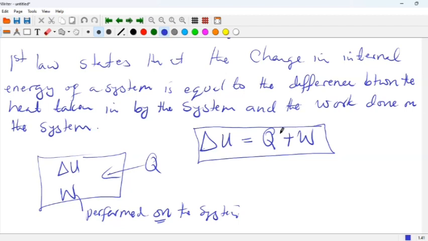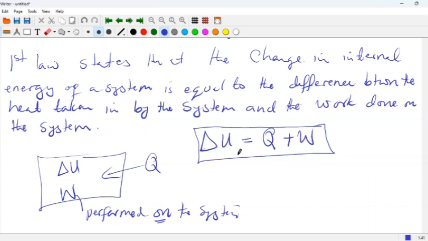This is the first law of thermodynamics. Now, I underlined the word on here. Whenever we put W, we are talking about the work performed on the system. When the system performs work, it means that the system is performing work on the environment. The work performed by the system is positive. The work performed on the system is negative.